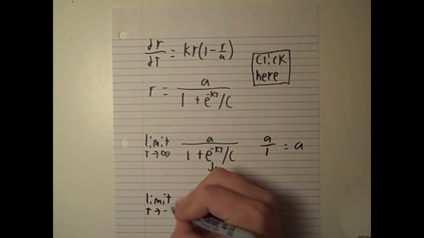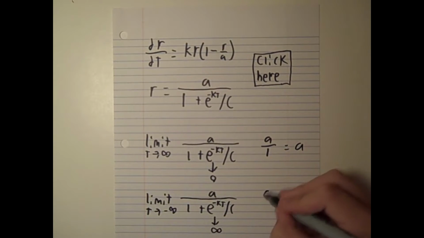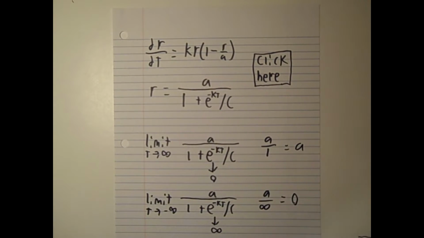Going towards negative infinity, we get a huge exponent in e, so we have a over a value approaching infinity. Therefore, it approaches 0, the bottom of our logistical growth.